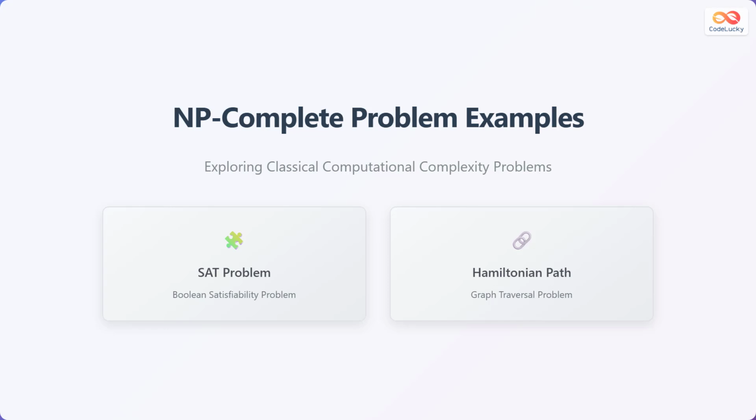Here we will introduce the SAT problem, or Boolean Satisfiability problem, which involves determining if there exists an assignment of truth values to variables that makes a Boolean formula true. We also discuss the Hamiltonian Path problem. This is a graph traversal problem. In this problem, we want to find a path in a graph that visits each vertex exactly once.